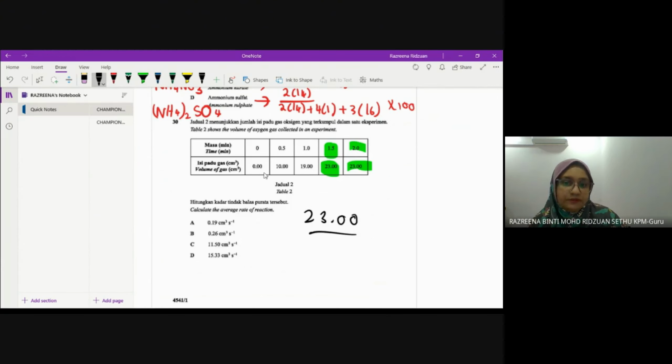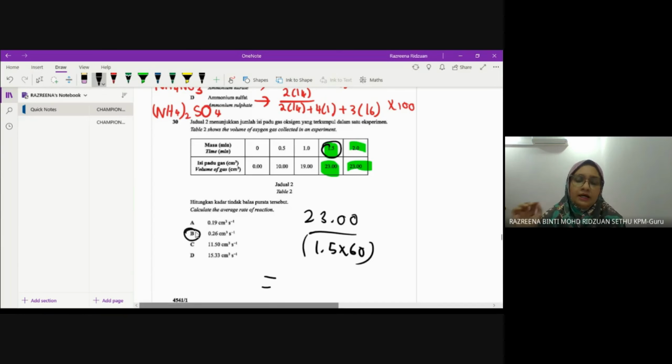23.00 divide with, note this is minute, so 1.5 times 60. Okay, so 1.5 times 60 is 90 seconds. So 23 divided by 90 is 0.25555555, right? So you will get your answer 0.26. Bundarkan, round off to the nearest two decimal point. Okay.